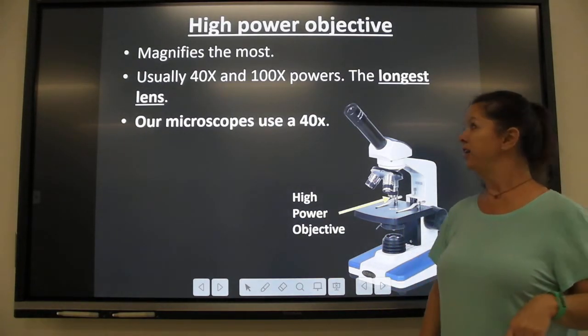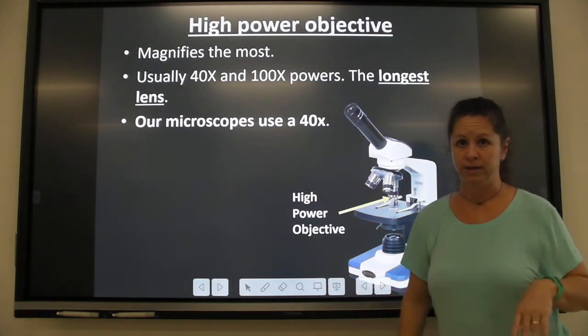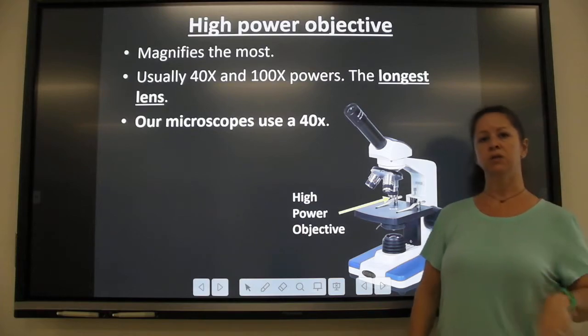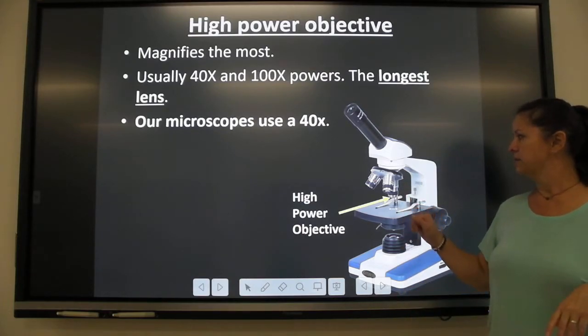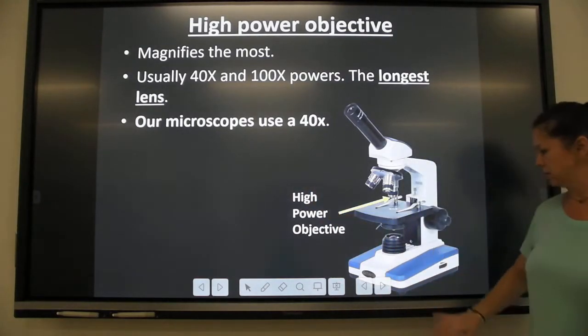Now, in biology, they'll have one that's 100x. So you'll have that 4th lens. But for us, in our science classes, here in 7th grade, you're only going to have the 3. So the biggest one's going to be a 40x.